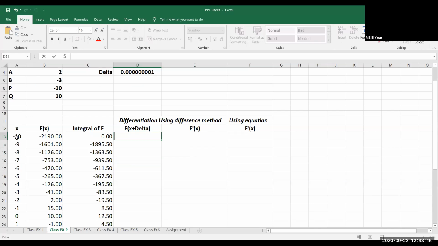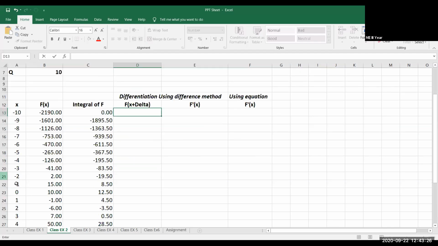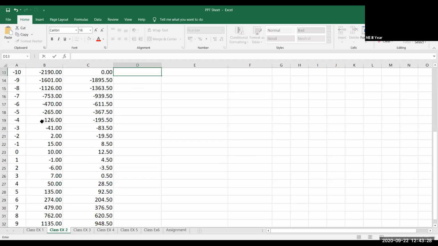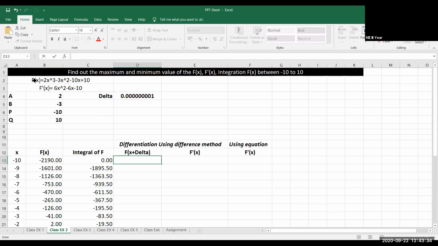Because our limit is given, you have to divide that limit, lower limit and upper limit. So minus 10 is the lower limit and 10 is the upper limit. We have divided minus 10 to 10 into equal intervals of 1. Then we have to find out the fx value. Here the fx function is given.